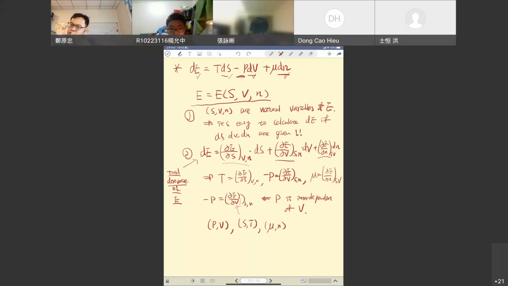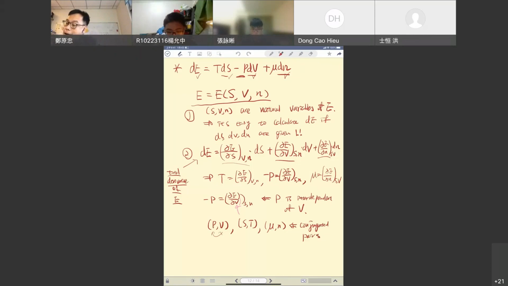These are thermodynamic variables, thermodynamic functions, but they are conjugated. We call this conjugate. These two are interdependent: S and T are interdependent, mu and N are interdependent. We call them conjugated pairs. They are conjugated variables. They depend on each other.